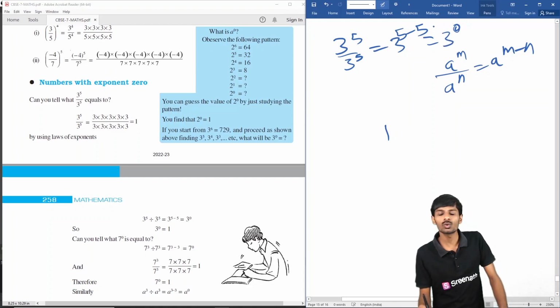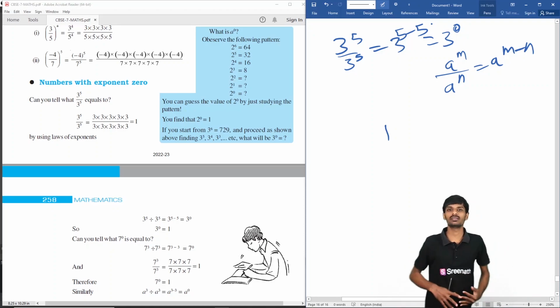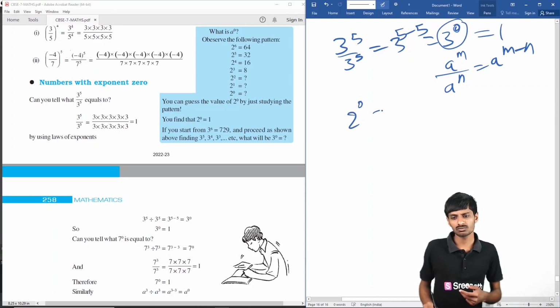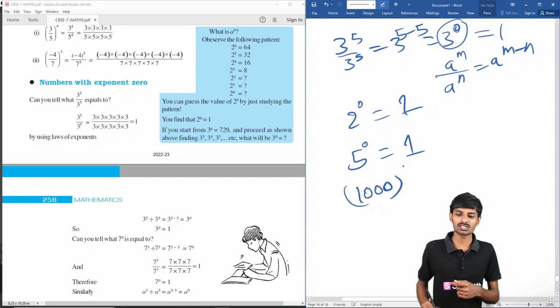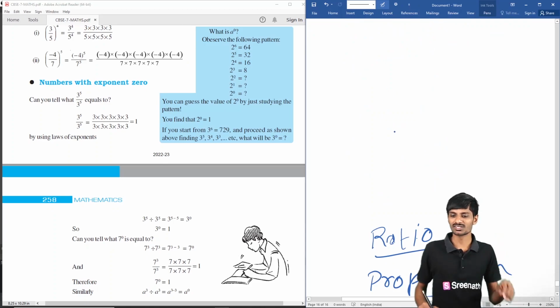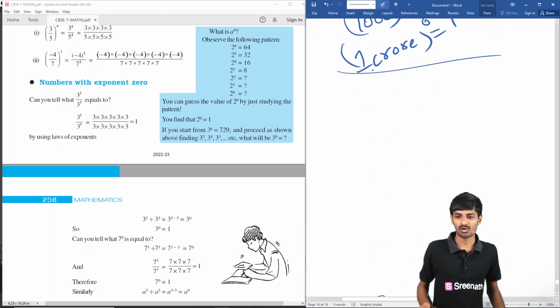So if there is a 0 in the power, if you are having 0 as an exponent, then the whole term value is 1. Okay, if you are having 2 power 0, its value is 1. If you are having 5 power 0, its value is 1. If you are having 10,000 power 0 or 1000 power 0, it is 1. Even if you are having 1 crore power 0, it is 1. That is the power of 1, students. So any number power 0 is equal to 1. This is the famous exponent rule which you will use everywhere, okay, students.